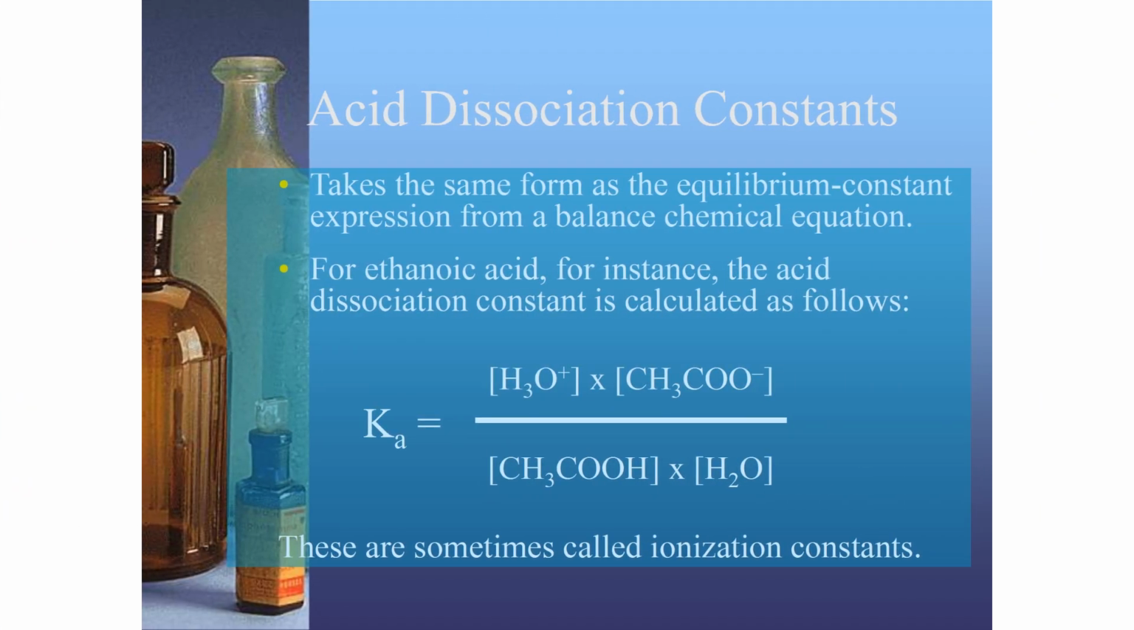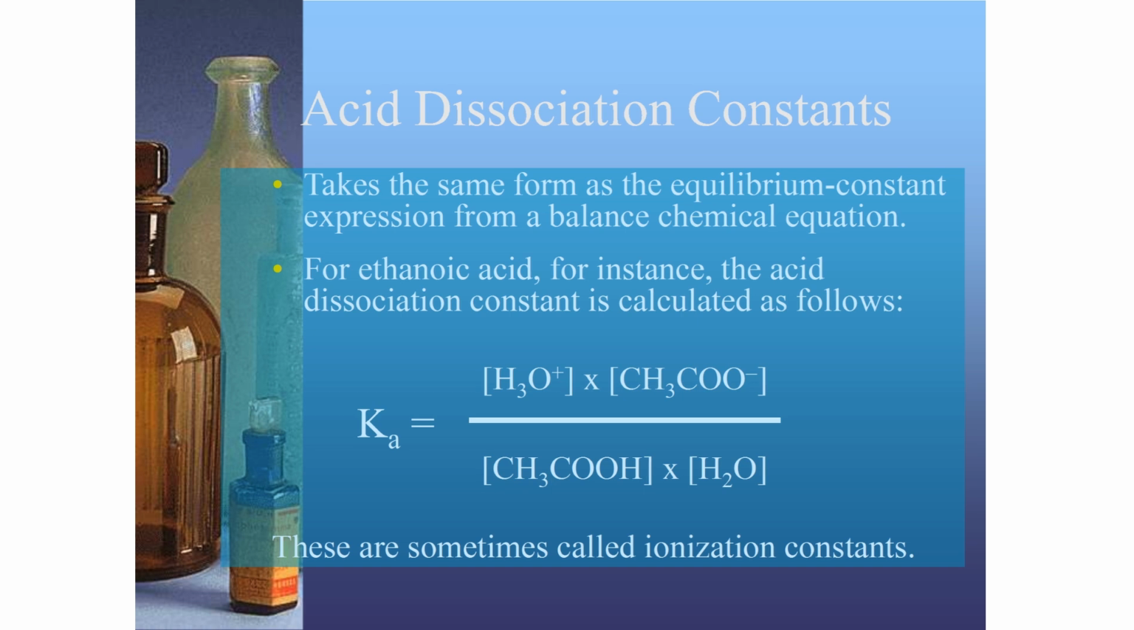Let us now look at acid dissociation constants. These take the same form as the equilibrium constant expression from a balanced chemical equation. For ethanoic acid, for instance, the acid dissociation constant, Ka, is calculated as follows. Ka equals the concentration of H3O+ times the concentration of CH3COO- divided by the concentration of CH3COOH times the concentration of H2O. These are sometimes called ionization constants.